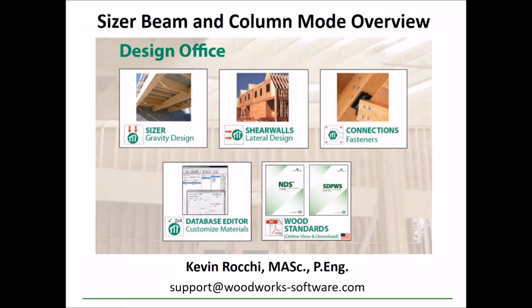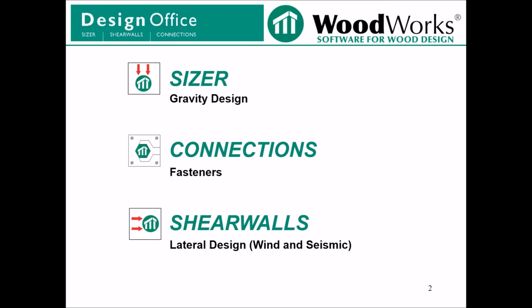Hello, this video is titled Sizer, Beam, and Column Mode Overview. For those of you who are unfamiliar with the Design Office suite, it consists of three separate programs: Sizer, Connections, and Shear Walls. Sizer can be utilized to complete gravity load design. Connections can be utilized to complete the design of the typical fasteners included in the NDS and the CSA O86, and Shear Walls, which is a lateral load design tool.